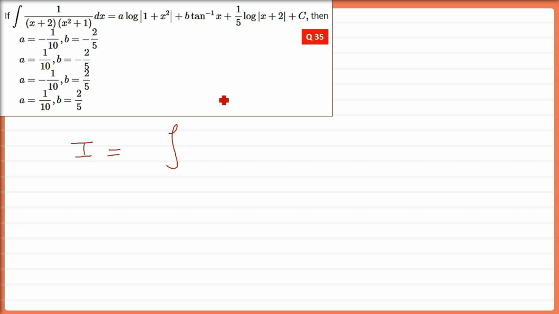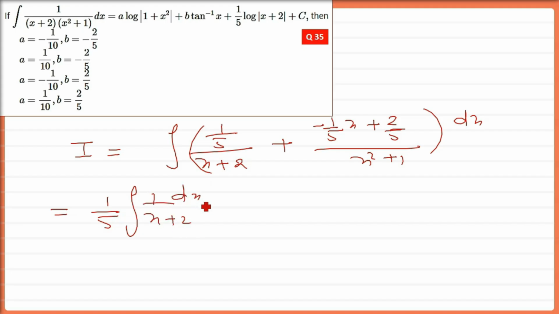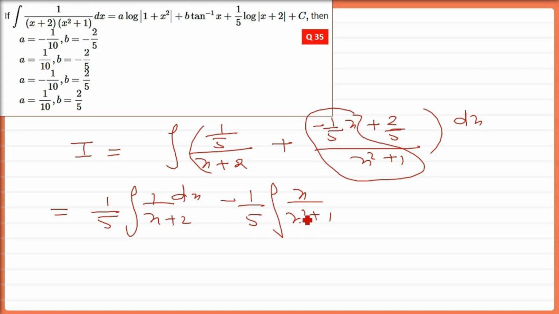Now I am putting these values and then we'll integrate. A, B, C are already found out. A was 1 by 5 divided by x plus 2. The second term, which is Bx plus C, has come like this: negative 1 by 5 x plus 2 by 5 divided by x square plus 1. So we are integrating it now with respect to dx. I'll separate these into 3 different integrations: 1 by 5 multiplied by the integration of 1 by x plus 2 dx; negative 1 by 5 times x by x square plus 1, which is the second integration; and the third one is 2 by 5 times the integration of 1 by x square plus 1.